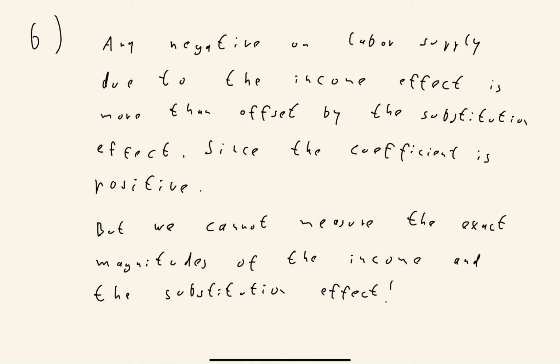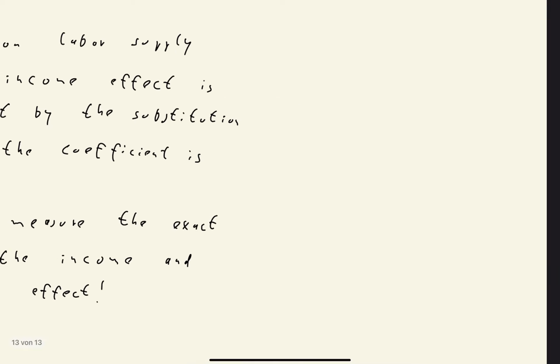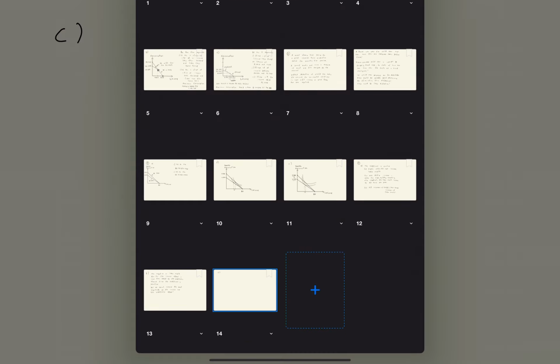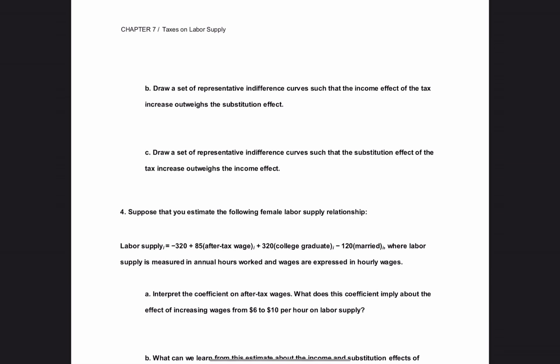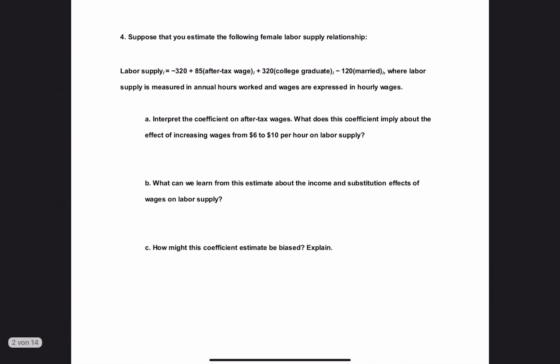And this finishes sub-exercise B and brings us to C. So in sub-exercise C, we are asked a typical question which you will encounter if you're doing empirical work. And the question is: is there some bias in the estimation? In particular, it is asked whether the coefficient for after-tax wage could be biased, and we are asked to give examples.